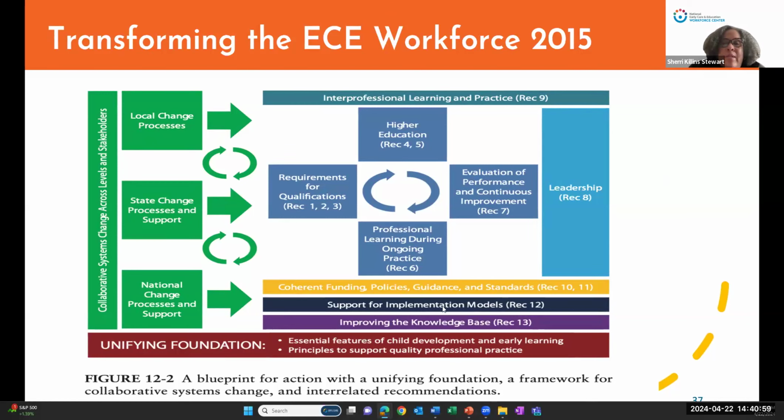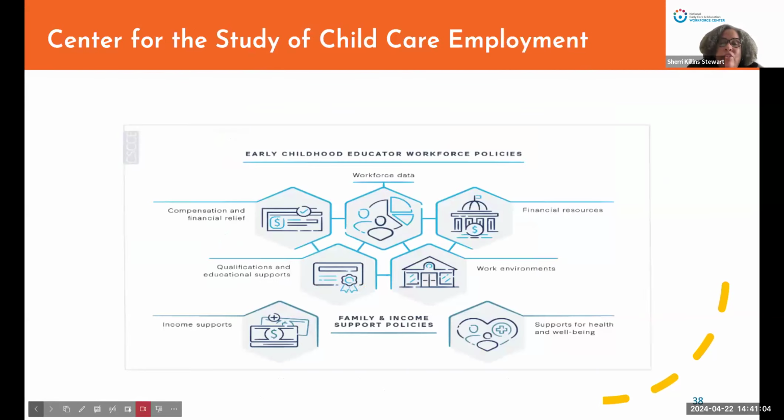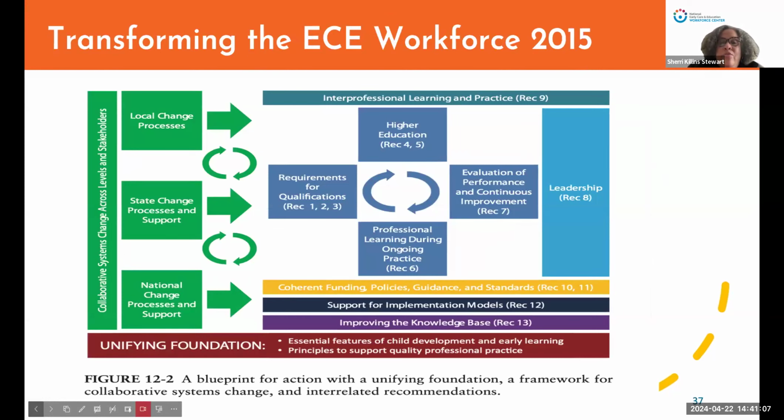The work that we've been presenting to you over a number of weeks dealt with requirements and qualifications, professional learning and ongoing practice. That includes the time at higher ed and professional development, and evaluation and performance. And all this is undergirded by strong features of child development and early learning and principles of quality professional practice. And so each state needs to think about how they are creating an infrastructure for that system.